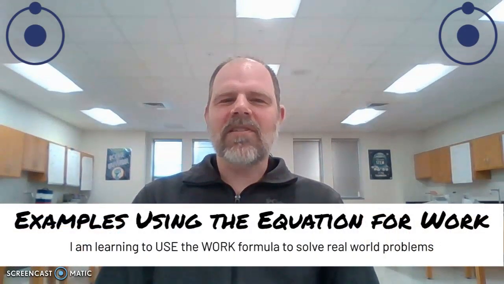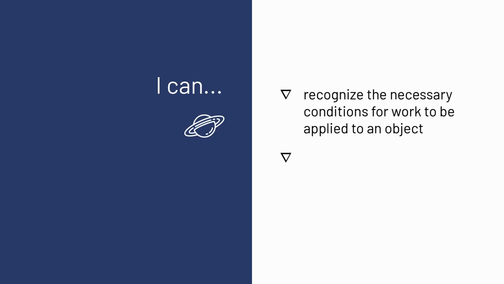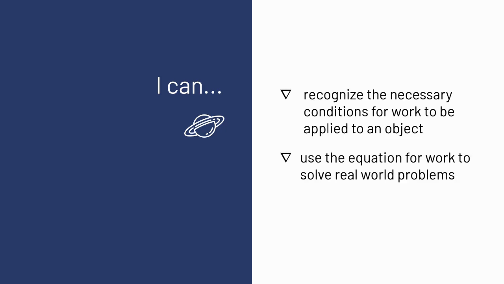This is the video lesson for examples using the equation for work. The learning target for this lesson is, I am learning to use the work equation to solve real-world problems. The success criteria for this lesson are, I can recognize the necessary conditions for work to be applied to an object, and I can use the equation for work to solve real-world problems.